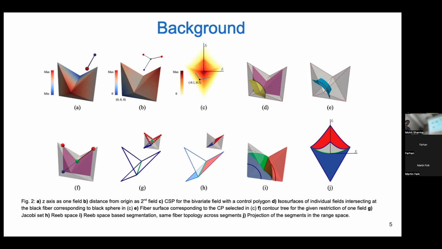Next is Jacobi set, or Jacobi edges, which are the exact analog of critical points. Critical points, we said, are the points where level set topology is changing. In the bivariate setting, they are the edges where fiber topology is changing. Fibers are either merging, vanishing, splitting, or merging.